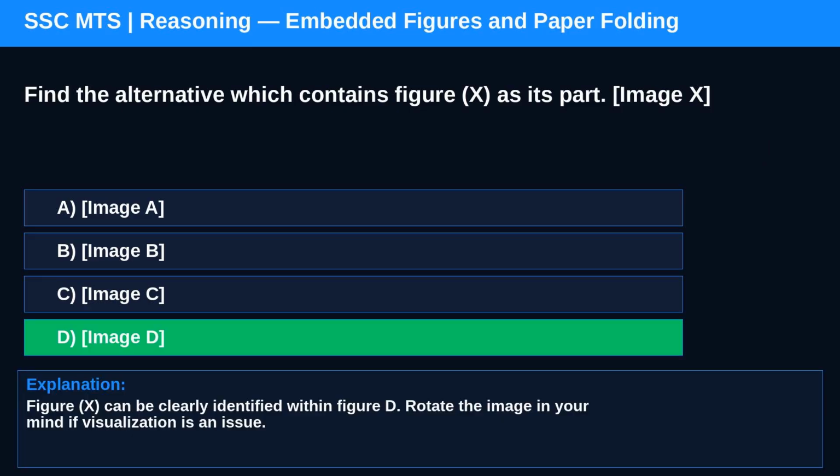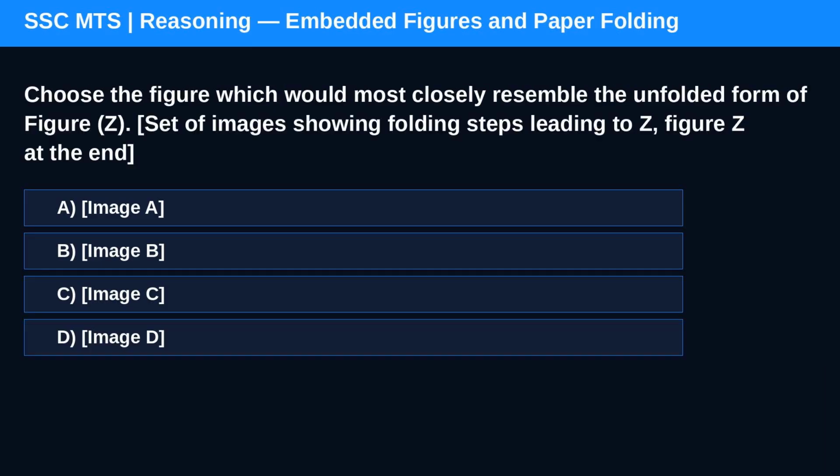Option B, image B. Correct answer is D. Figure X can be clearly identified within figure D. Rotate the image in your mind if visualization is an issue. Question 4. Choose the figure which would most closely resemble the unfolded form of figure Z. Set of images showing folding steps leading to Z, figure Z at the end. Option A, image A. Option B, image B.